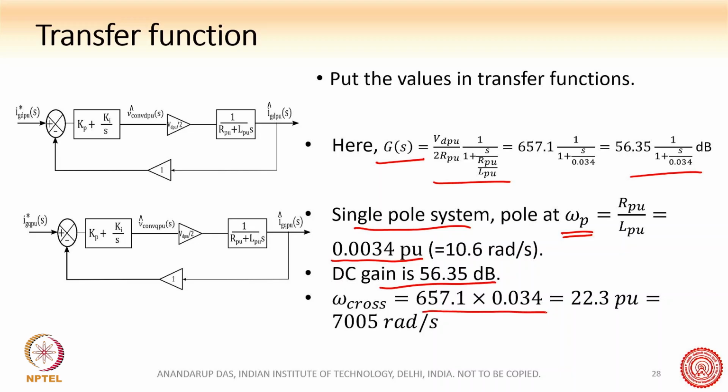Omega cross will be at this point, 657.1 into 0.034. Again, this is minus 20 dB per decade. That's why I could write directly the multiplication, and this will become 22.3 per unit, okay? So we can plot it, right?